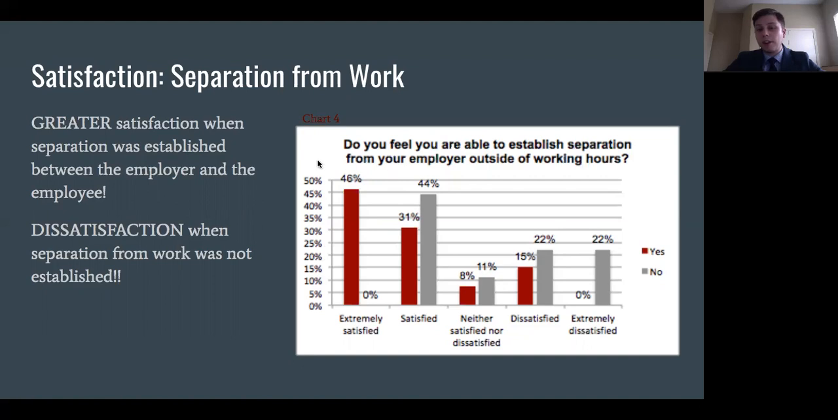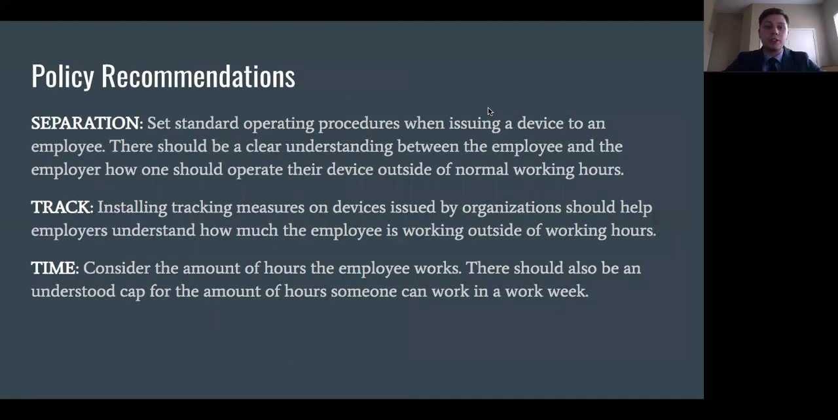I think that is very important when it comes to my next slide, some policy recommendations. I propose that policymakers set some standard operating procedures when issuing a device. We saw that there was some dissatisfaction when there wasn't some sort of separation from the organization. So I think a good thing to start with is, once you hand the device over to the employee, be upfront and say, I want you to answer your emails or your phone calls at certain times.